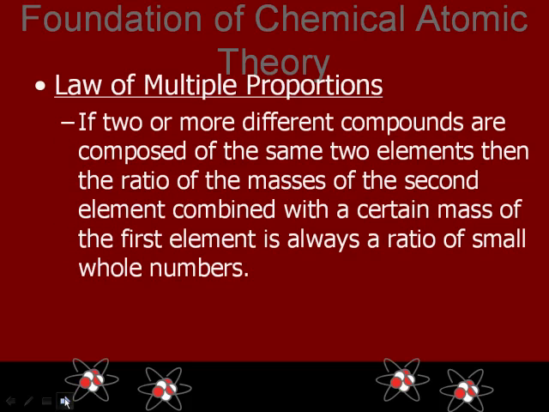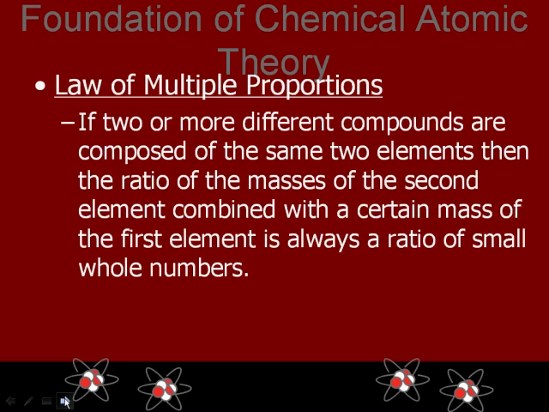Okay. The last law we're going to look at, which is the foundation of chemical atomic theory, is the law of multiple proportions. The law of multiple proportions says that I have 2 or more different compounds. However, they're made up of the same 2 elements. For example, carbon monoxide, CO, and carbon dioxide, CO2, would be an example of the law of multiple proportions. It continues to state that the ratio of the masses of the second element combined with a certain mass of the first element can always be a ratio of small whole numbers.